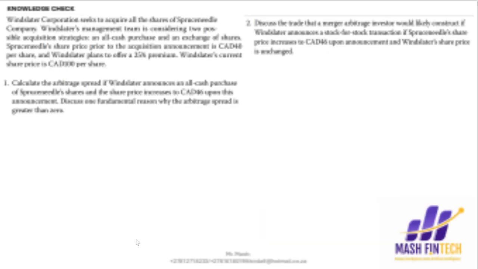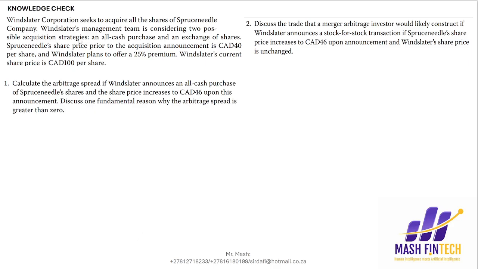Let's see how this works with a very simple example where we have Winslater and Prusnido. In this instance, Winslater's shares are 100 per share. And then Prusnido, prior to the acquisition announcement, has 40 per share. But Winslater wants to offer a 25% premium to Prusnido, right? The question is asking you to calculate, in this instance, an all cash purchase. With an all cash purchase, Prusnido's share price increases to 46 upon announcement.